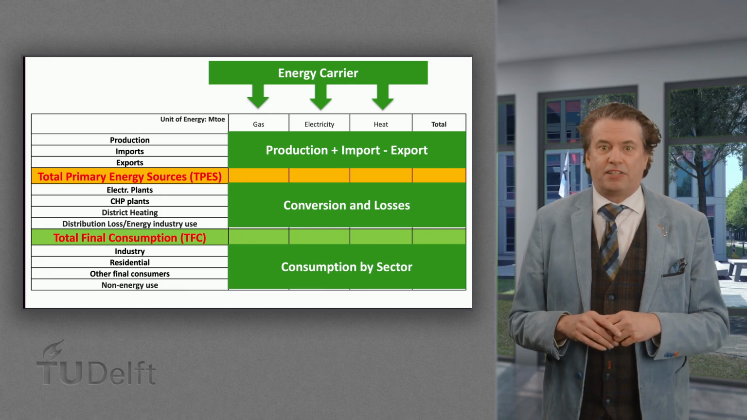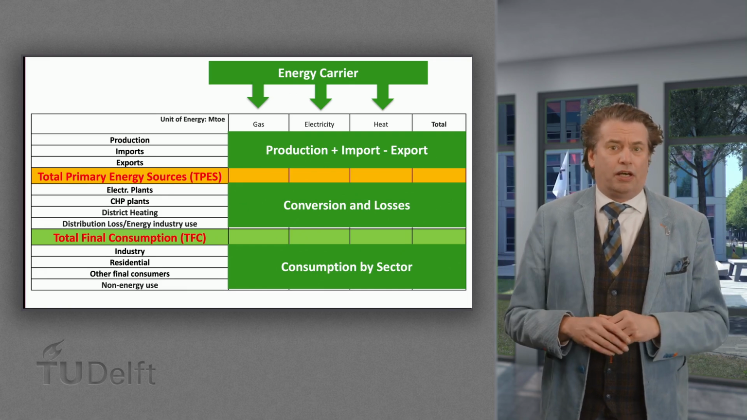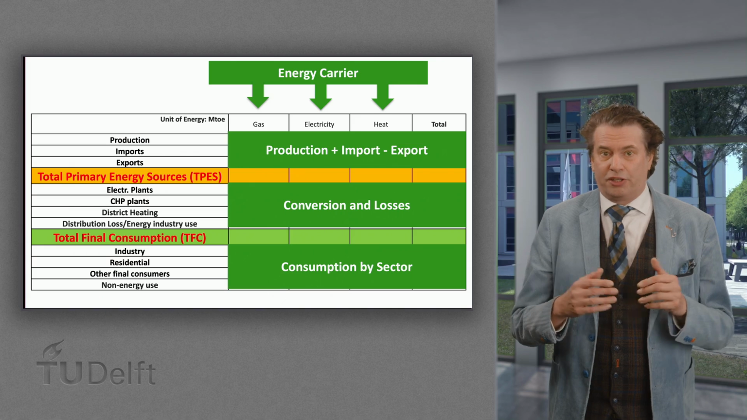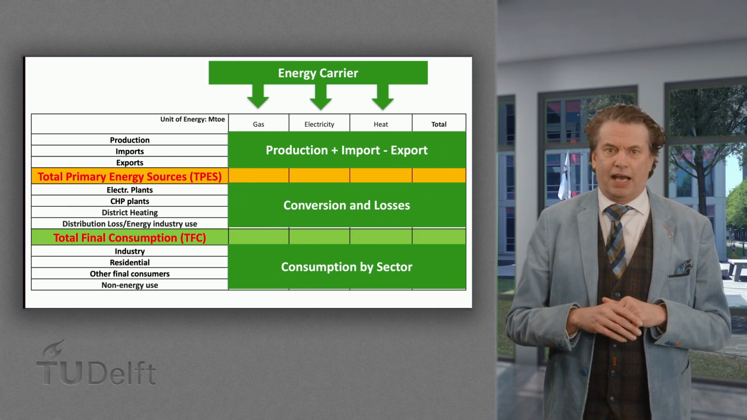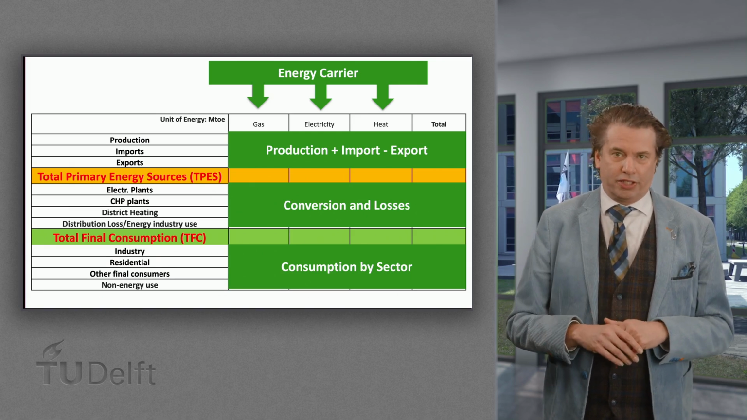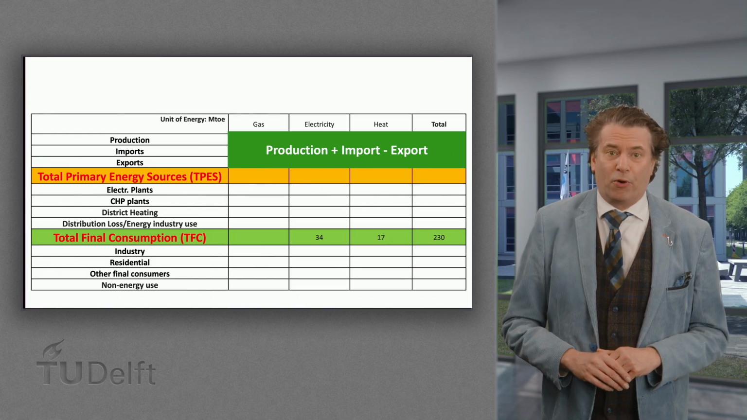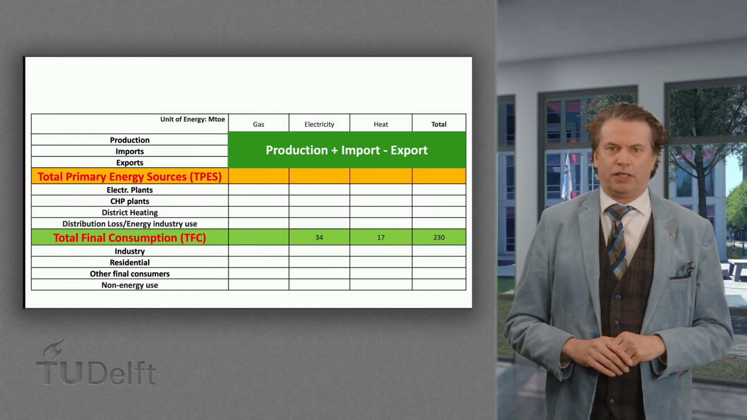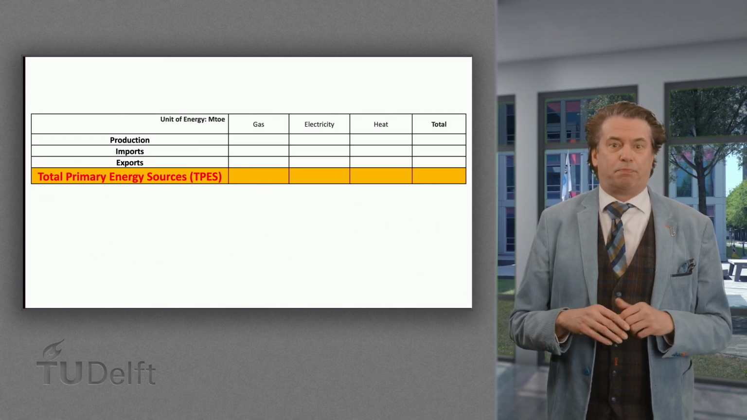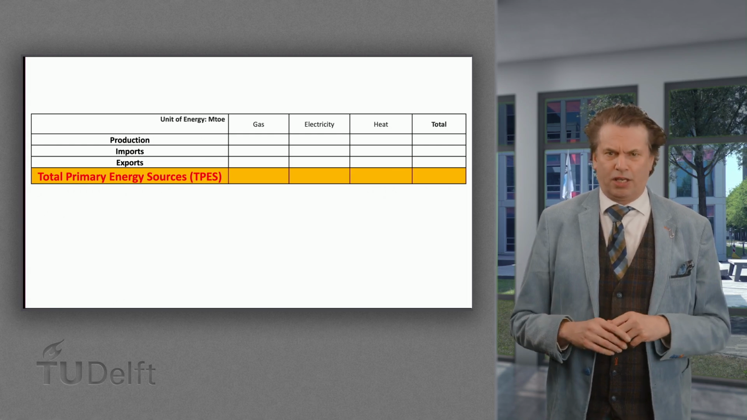The rows represent the sectors for which gas consumption is relevant, being the industry, the residential sector, other final consumers, and non-energy use respectively. As gas is irrelevant for the transport sector as an energy carrier, I have not included it here. Let's start with production, import, and export, which are represented in the three rows, and the columns represent the primary energy source gas and the secondary energy carriers electricity and heat.